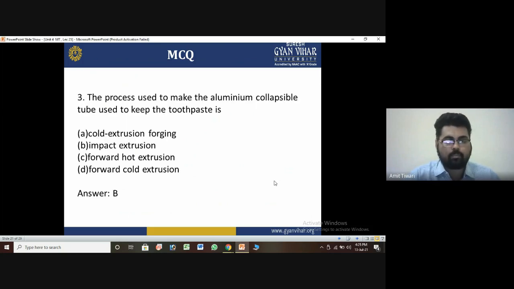Third question: the process used to make the aluminum collapsible tube used to keep toothpaste is: A, cold extrusion forging; B, impact extrusion; C, forward hot extrusion; and D, forward cold extrusion. So the answer is B, the impact extrusion we use for this.